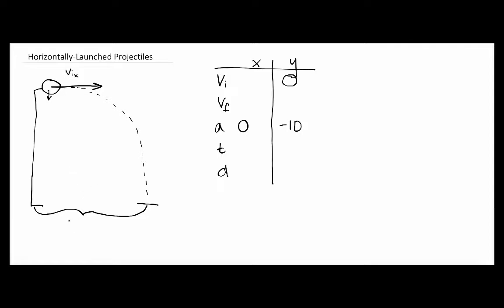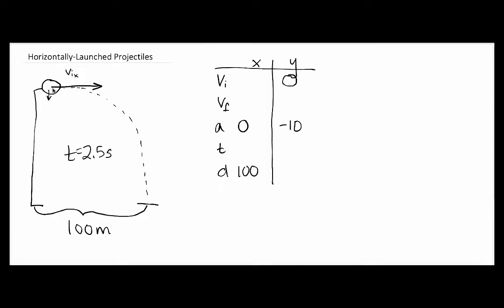So let's say that the range is 100 meters. The cannonball is going to land 100 meters from where it started out. So that would be, since this is in the x direction, the displacement in the x direction. Let's say that we also know that it's going to take 2.5 seconds for the cannonball to land.